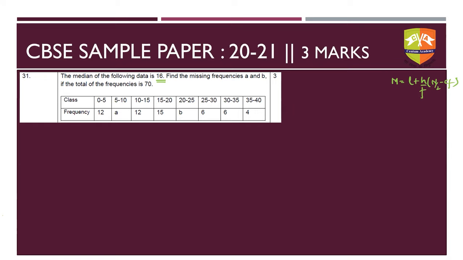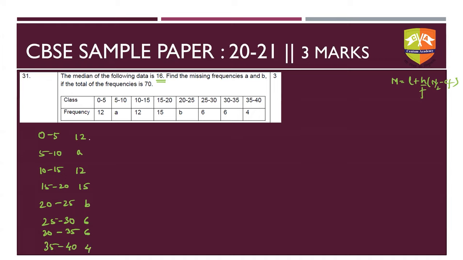This is my median. Now, we have to create a table because A and B have to be found out. All of you also do, I will also do parallelly. So I will immediately make 0, 5, then 5, 10. I will not draw lines and all because I do not have the features here. So you can draw the lines if you wish. In the exam, definitely make a proper table. And be very, very careful while you are taking the numbers, because if you miss any number, then it's gone. It's also good practice to revisit the numbers. So 0, 5, 12, correct? 5, 10, A, 10, 15, 12, 15, 20, B, 6, 6, 4.